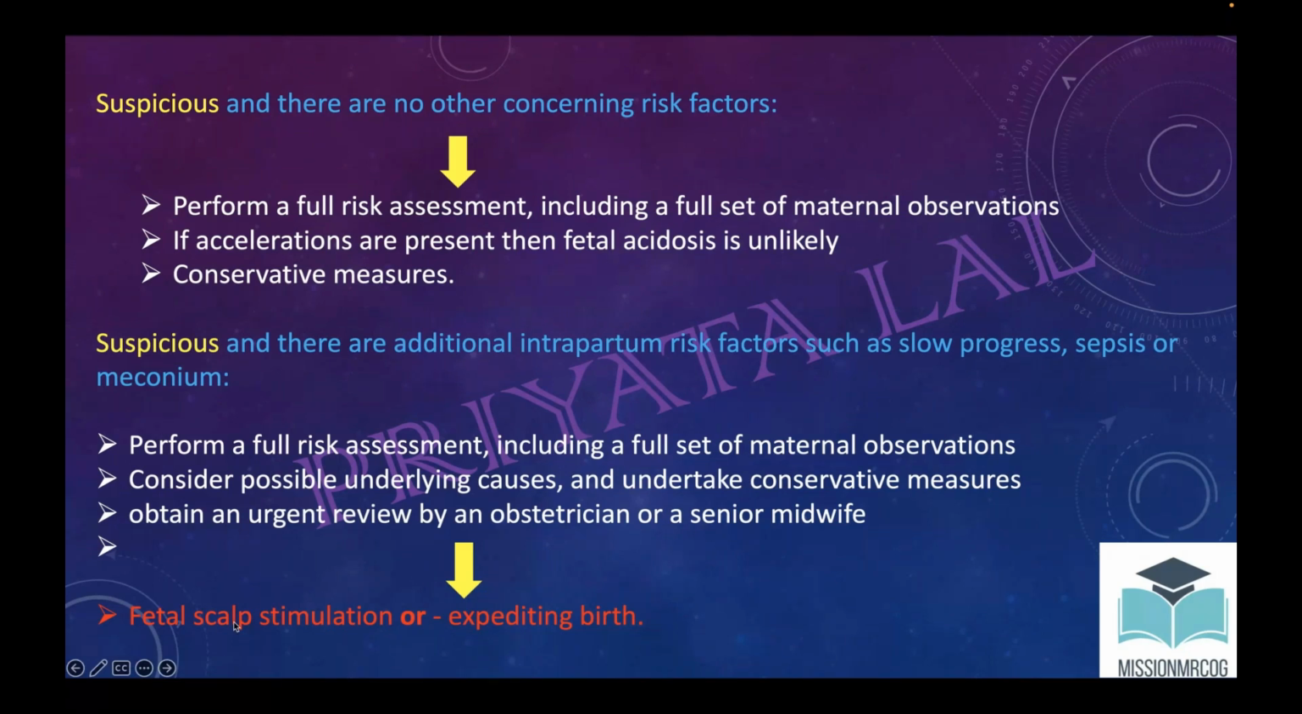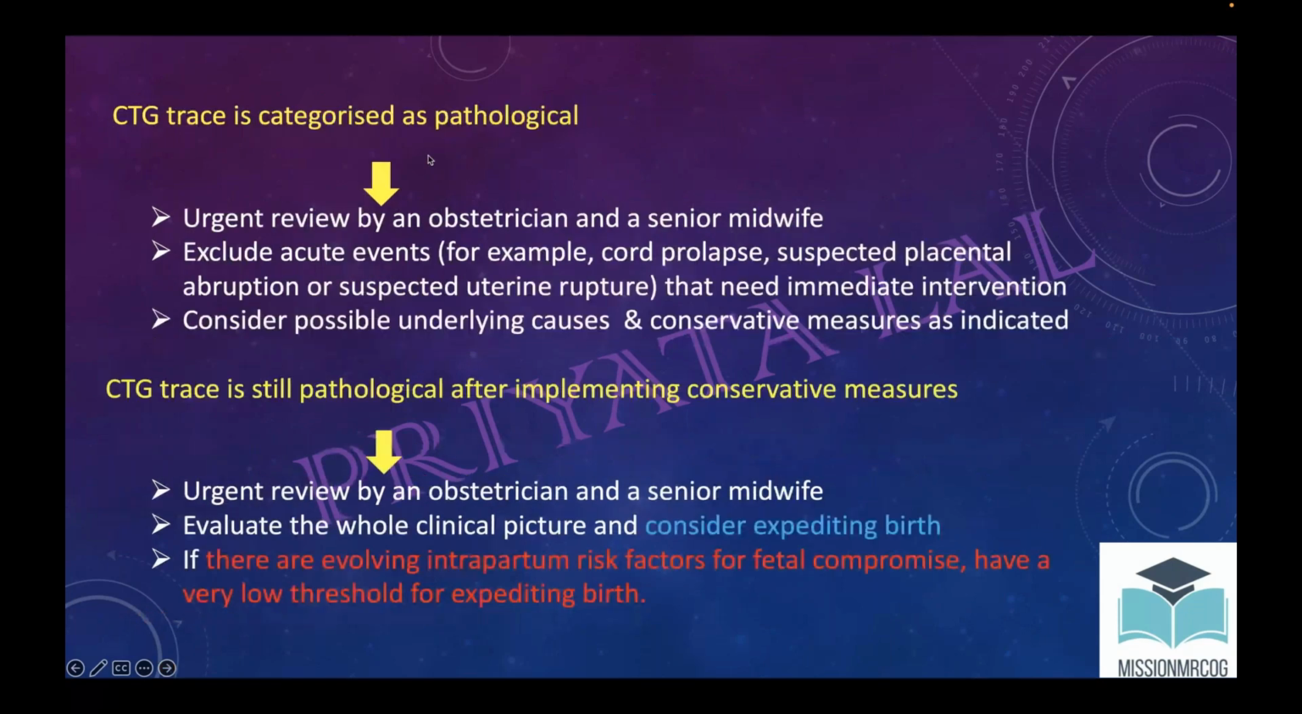Now, pathological. If the pathological CTG is there, urgent review, exclude acute events, and start conservative measures. But you have started conservative measures and the CTG is still pathological, what will you do? Get senior review, consider expediting. Then expedition of birth is the only choice. You have to do the expedition of birth, and you have to keep your threshold low. So now they have made it much easier than previously. If it is pathological CTG, do conservative measures and see the response of the patient. If the patient is improving, then it is fine, conservative measures will continue. If the patient is not improving, expedition of the birth.